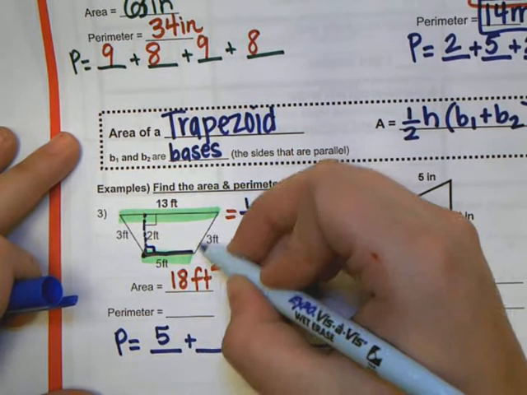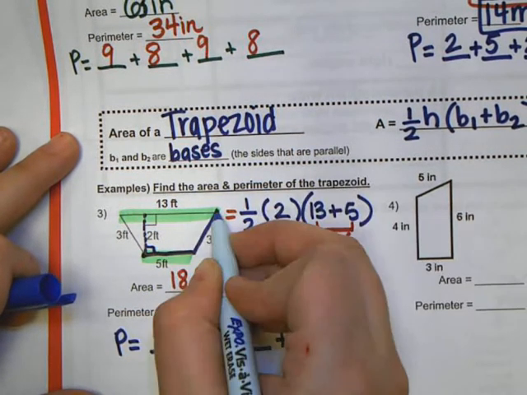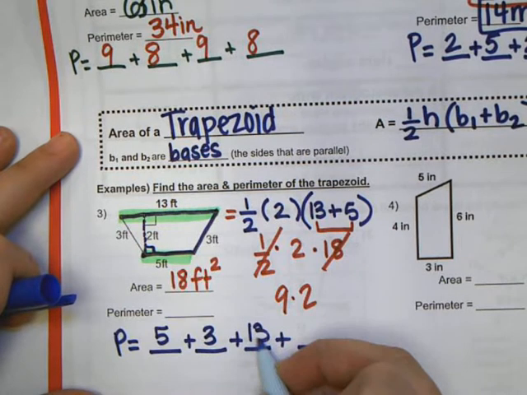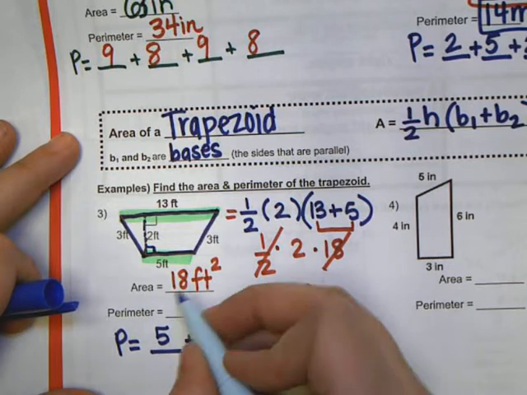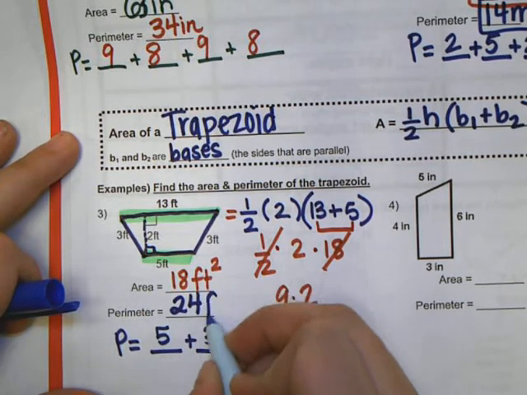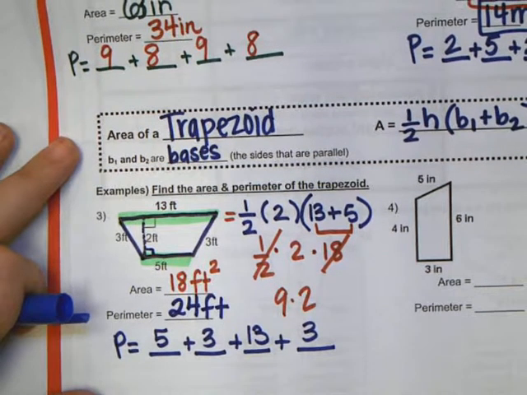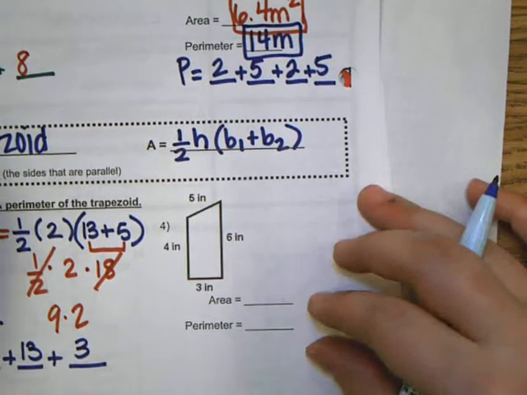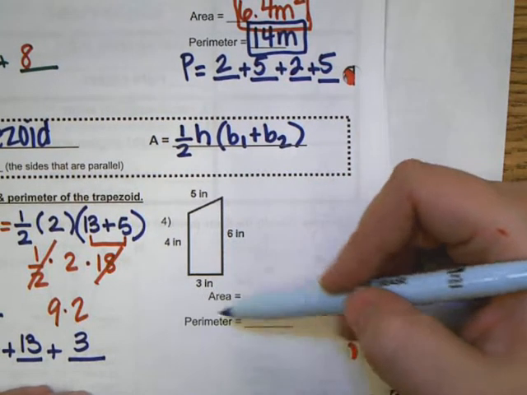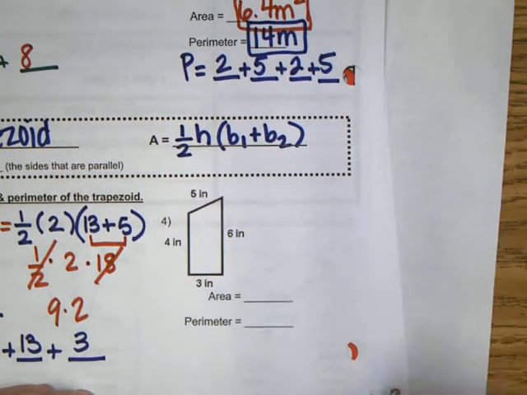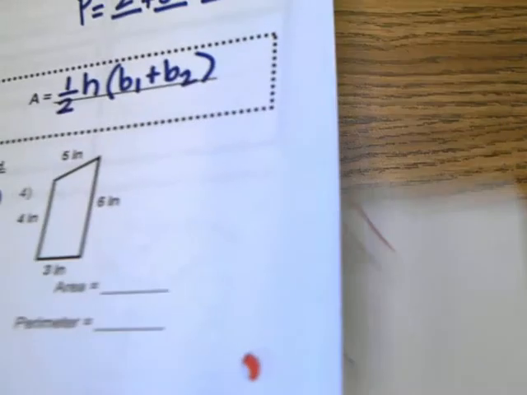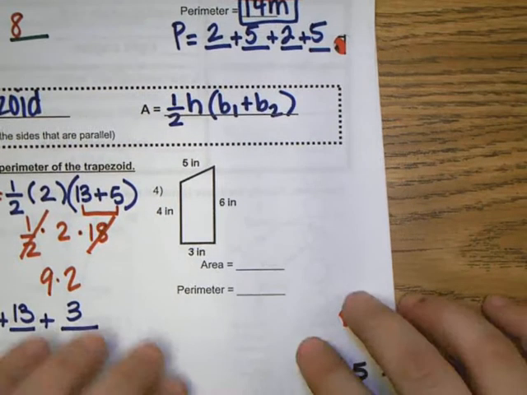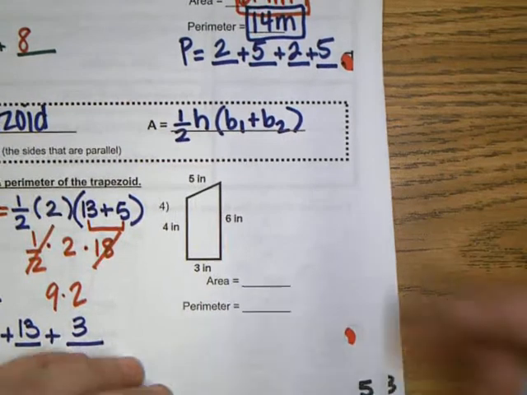So perimeter. To find the perimeter, we have to add the quadrilateral's 4 sides. So if I start here, I have to go 5 feet, and then 3 feet, and then 13 feet, and then 3 feet, which gives us a perimeter of 24 feet. Okay, now would be a good time to pause the video and go ahead and try example 4.